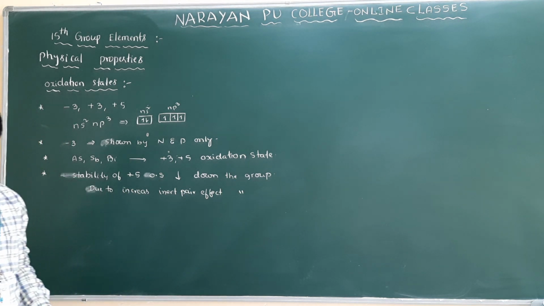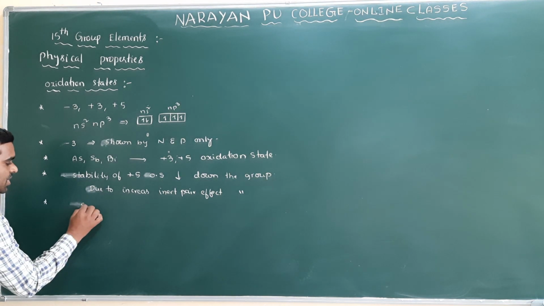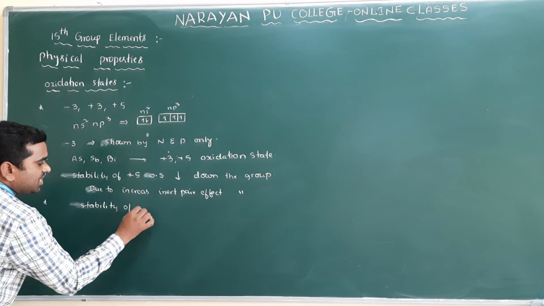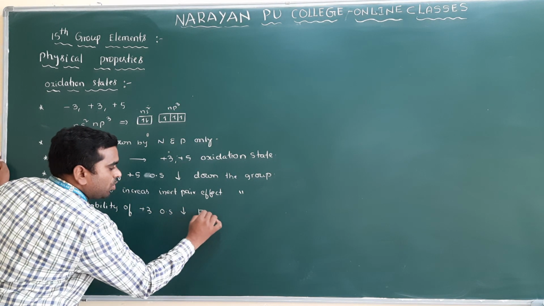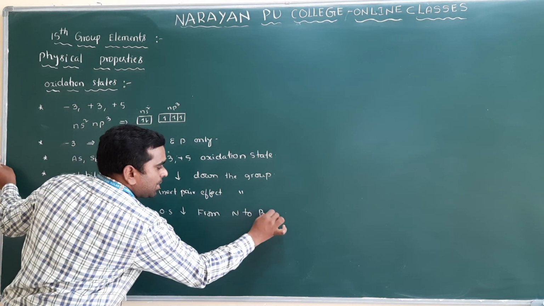Clear? And now if you see here, the stability of the +3 oxidation state increases from nitrogen to bismuth.